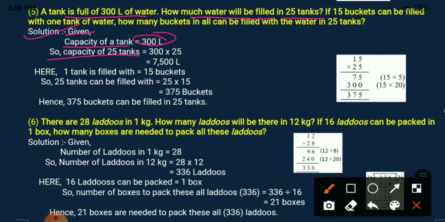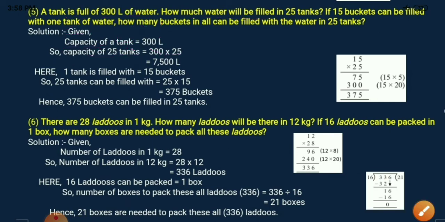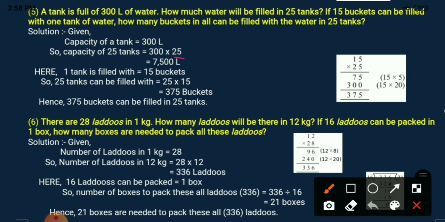So capacity of 25 tanks will be, here we are going from one to many, means one tank's capacity we have, and here we have to find 25 tanks capacity. So in this condition, just multiply. So 300 multiplied by 25, so you will get 7500 liter.